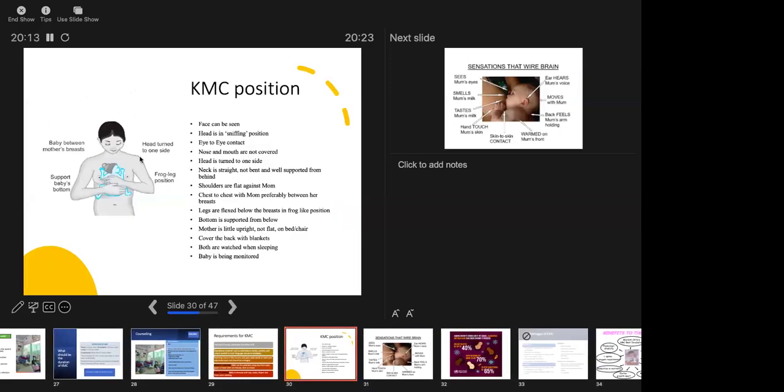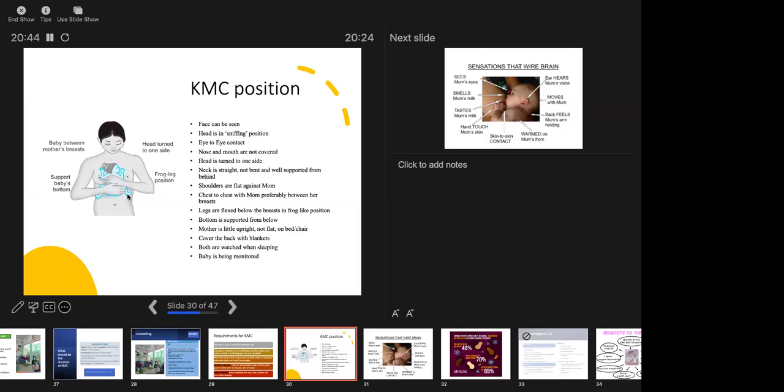You can see here the baby is lying in the frog-leg position, between the breasts of the mother. Head is turned to one side and baby's bottom is supported. At the same time, the nose and mouth are not covered. The face can be seen and the head is in the sniffing position, and neck is not bent. Neck is straight and slightly extended. The shoulders are flat and they're touching the mom. The skin-to-skin contact is maintained.